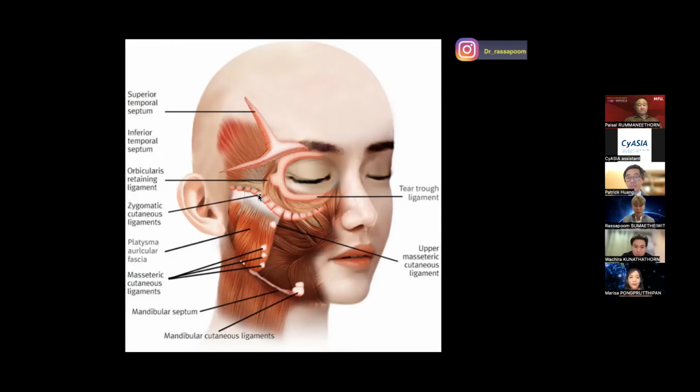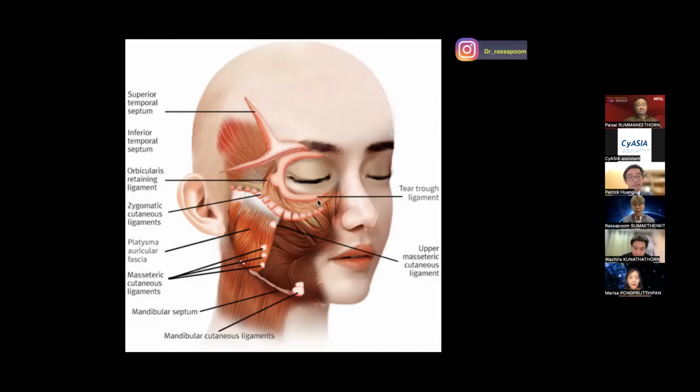is a kind of true ligament. And this one is the zygomatic cutaneous ligament. It's also a true ligament. It derives from the bone, goes up through all the layers to the skin. And this one, we have the superior temporal septum and inferior temporal septum. It derives from the temporal thickening.